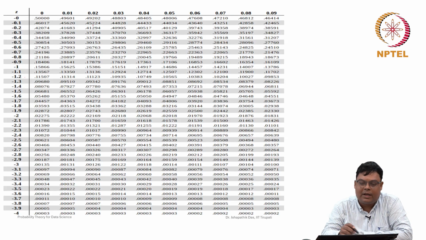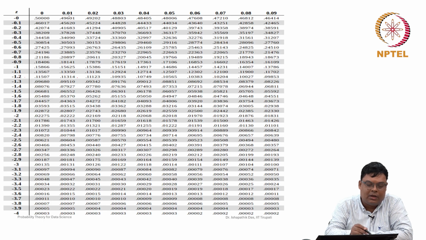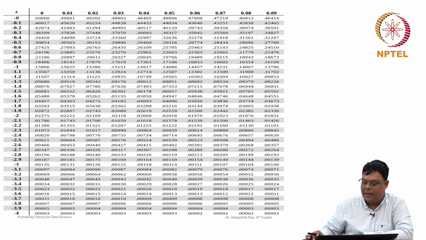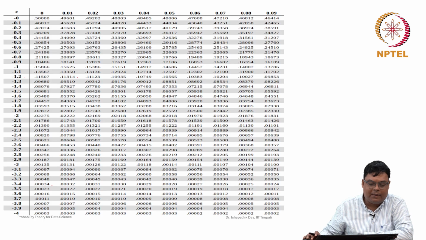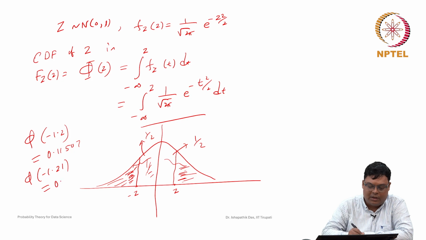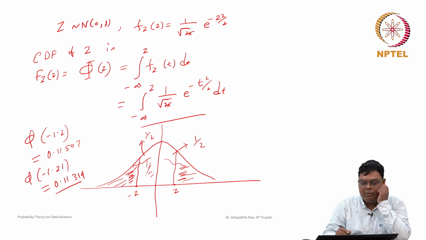Not only that, these probabilities are given up to 2 decimal places, like minus 1.21. This is the column for minus 1.21, and the probability is 0.11314. So, this is phi of minus 1.21, with the second decimal place, and this is 0.11314. In this way we can find any probability.